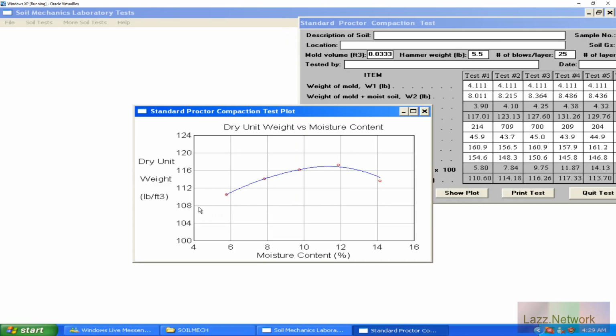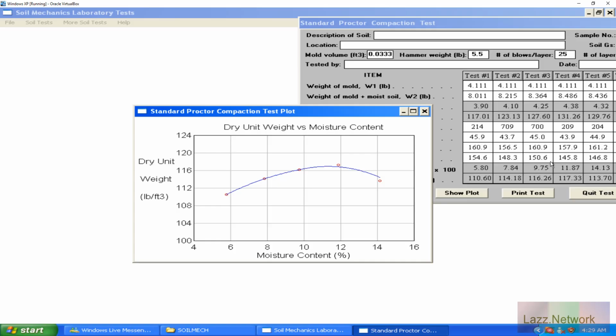So as we look right here, we got 108, 112. So here's our 110. Here's our 114. Here's our 116. Here's our 117. And then here's our 113. And then obviously with our moisture.